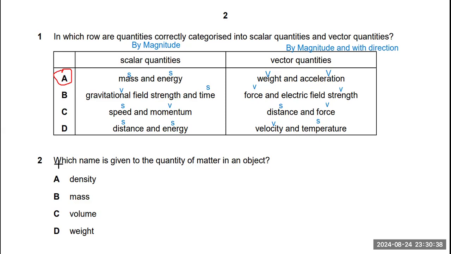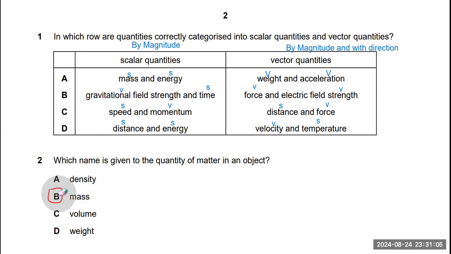The second question is: which name is given to the quantity of matter in an object? Quantity of matter represents the mass of the object. So it is very simple. I hope you also know about matter. It is a very simple question, so I will not give any detail about it. This is our second answer.